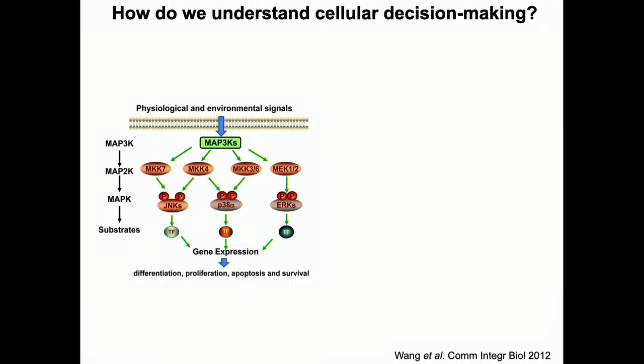But now if I ask you, just looking at this diagram, let's say my environmental signal is oxygen, and I change the percentage of oxygen from 20% to 5%. And the question I ask is, tell me how many cells will proliferate, how many cells will die, how many cells will differentiate.